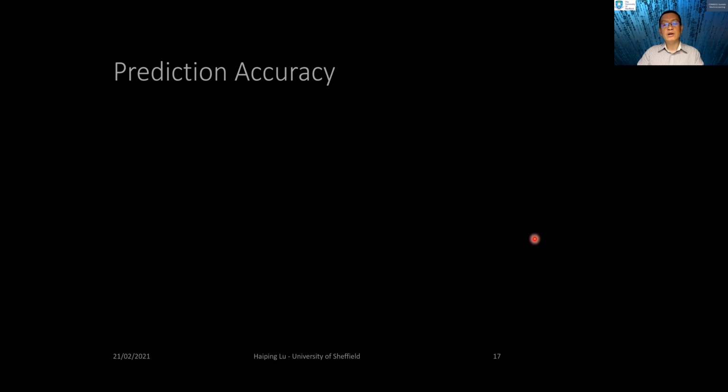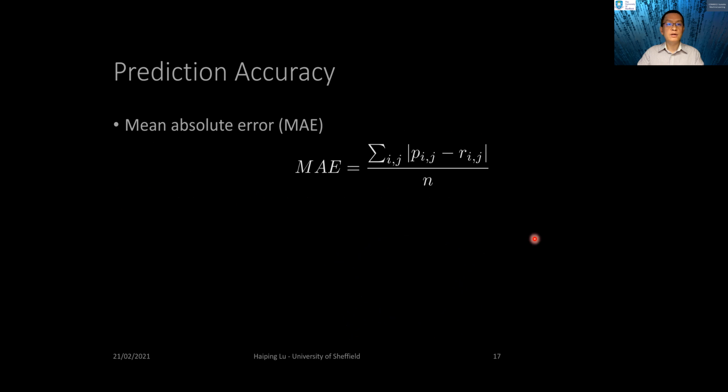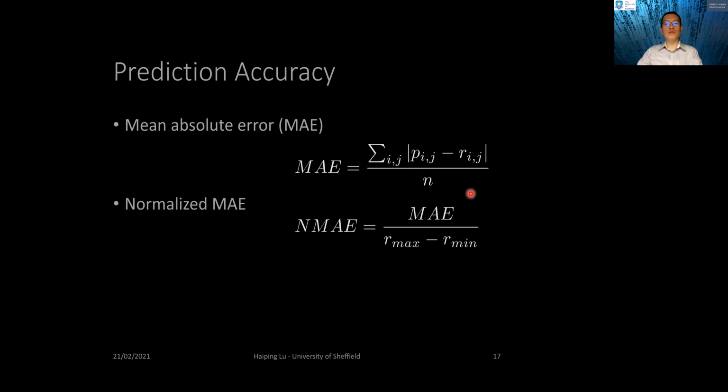And in terms of evaluation, we have 3 common measures. The first one is mean absolute error. Here P_ij is the prediction of user i on item j, and R_ij is the ground truth rating. When we have the ground truth, we can withhold it and do the prediction, and then compute the error, take the absolute value, and take the average. So that's mean absolute error.